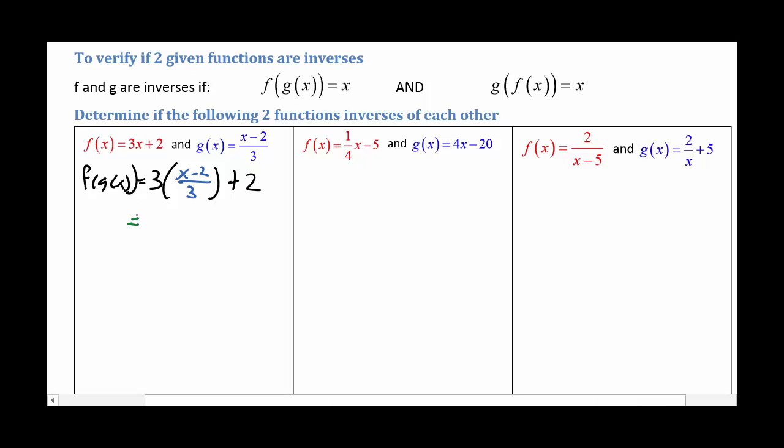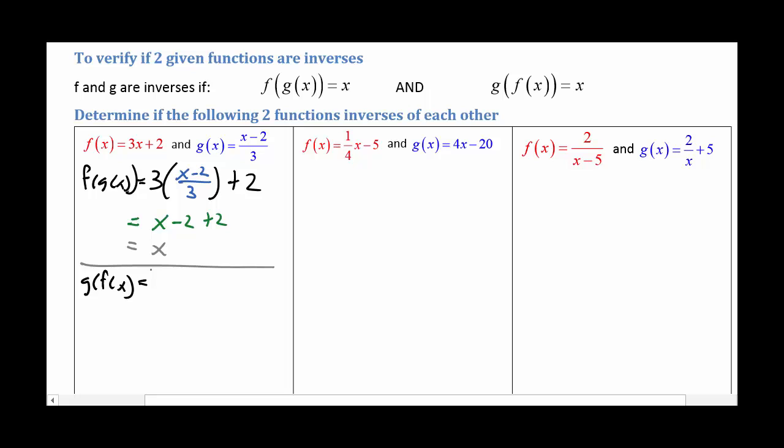Okay, so then we're going to try to simplify this. Order of ops, multiply by 3, divide by 3, so it leaves me with x minus 2 plus 2. And I can see very quickly the 2's are going to cancel out, and I'm left with x. Okay, let's go the other direction. So g of f of x.